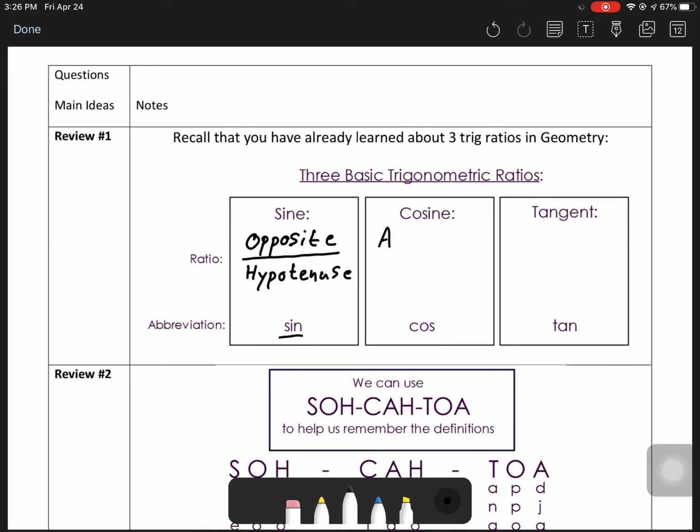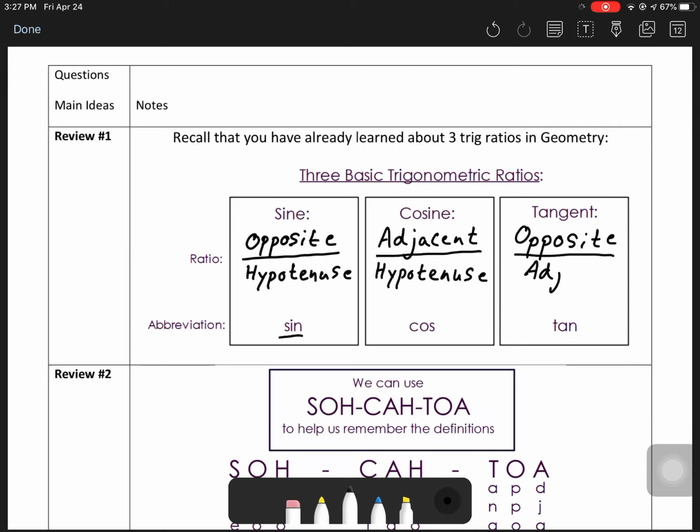And then we have cosine, which is adjacent over hypotenuse. And then the last one is tangent, which is opposite over adjacent. And tangent is abbreviated TAN. Oh, I spelled adjacent wrong. I cannot spell today.